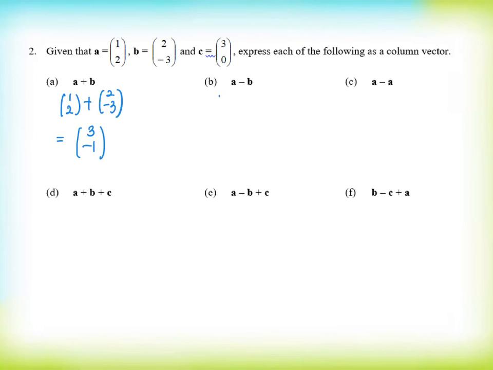So similarly for A minus B will be processing the x with the x units, so negative 1, and the y with the y units, being positive 5. Take some time and try to work out the rest of the answers.